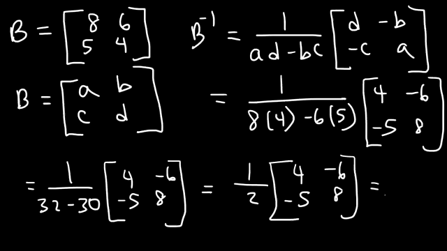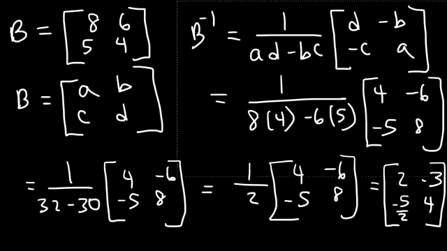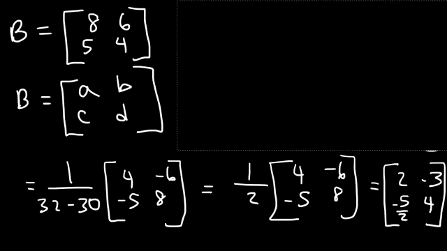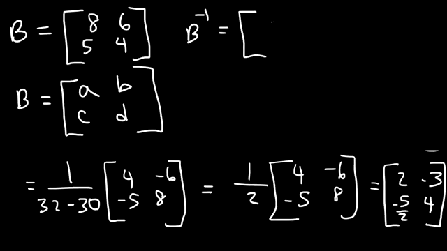So now we need to distribute the 1/2. Half of 4 is 2. Half of negative 6 is negative 3. And then we're going to have negative 5 over 2, and half of 8 is 4. So that's the inverse of B, which I'm going to rewrite at the top. So the inverse of matrix B is 2, negative 3, negative 5 over 2, and 4.